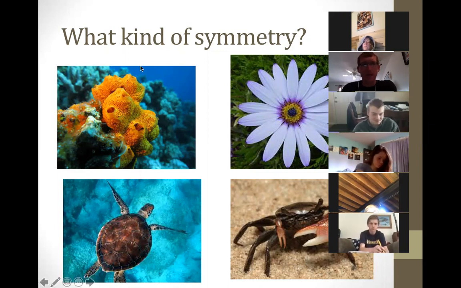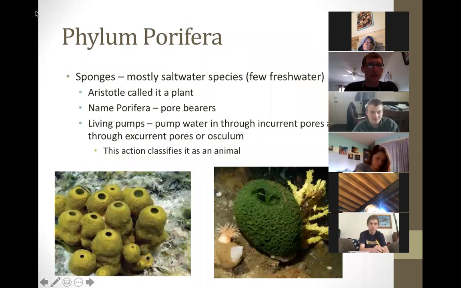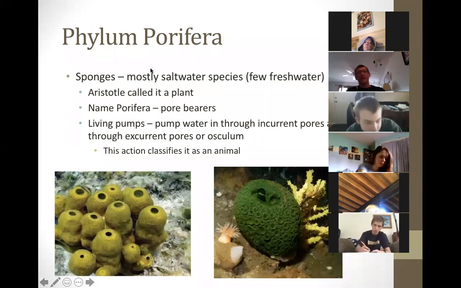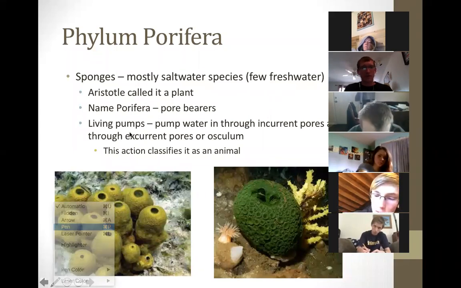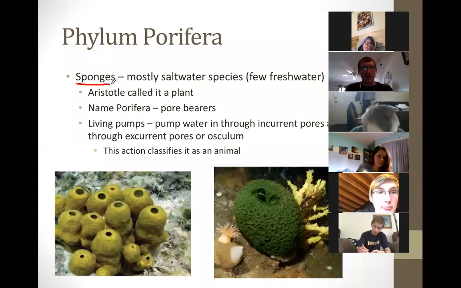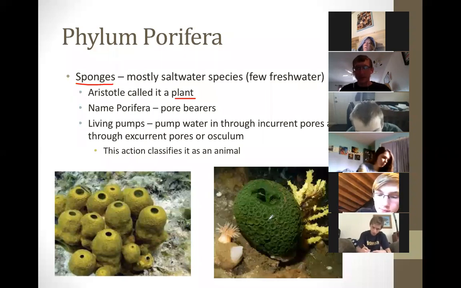Okay, so anyways, what kind of symmetry do we have? Let's talk about our first big type of animal: sponges. Sponges obviously are invertebrates. They have no spine. Aristotle thought these guys were plants when he first saw them because they sit and don't move. So it's pretty easy to assume they would be a plant, but they're not. They are an animal.